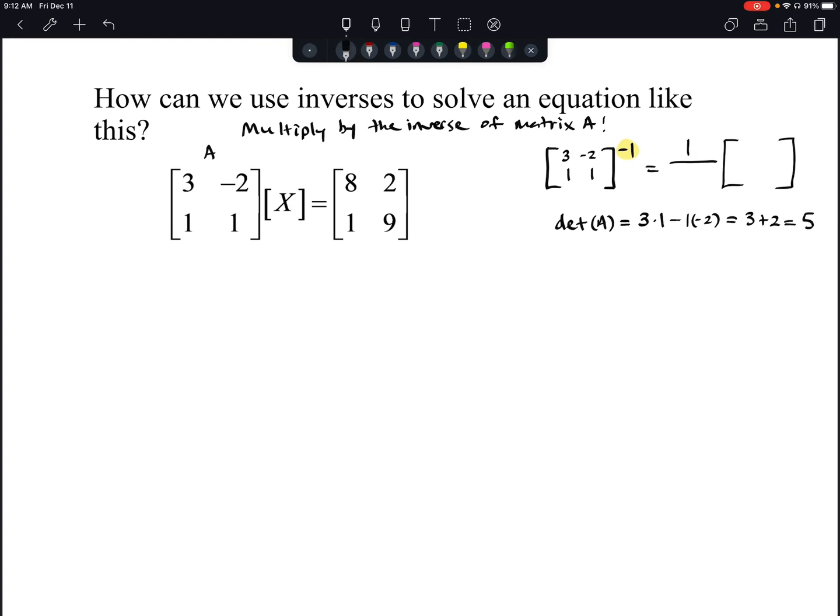So we're going to put that determinant right here, so it goes in the denominator. Then we're going to take it and flip-flop these two numbers, so this becomes 1, this becomes 3. And then we're going to take the opposite of this and the opposite of that. So this would be a positive 2 and this would be a negative 1.